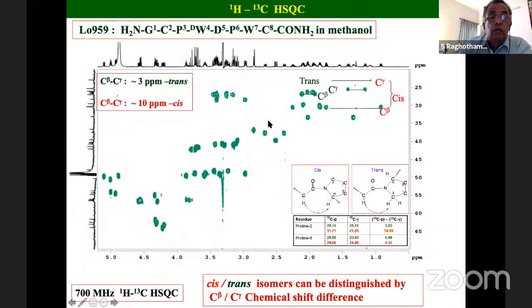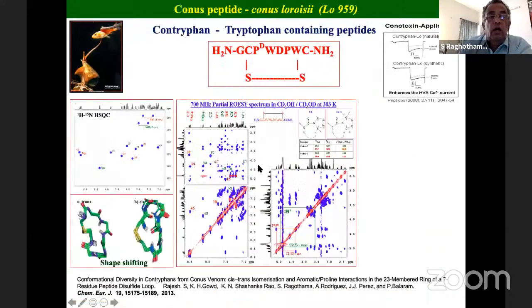So this is the HSQC spectrum where you can differentiate between the cis and trans isomers. And now we go back and use all this NMR information, eventually get two different structures because there are the two forms. Why these different structures? These are called shape-shifting molecules. This is the efficient way these snails use. The same molecule exists in two different forms.